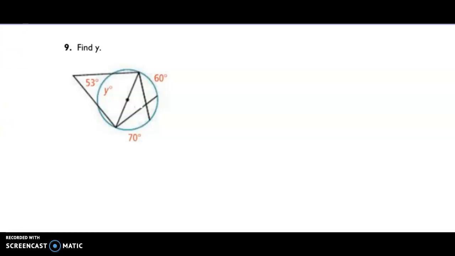Let's take a look at this one. They're maybe not trying to trick you, but it's actually a lot easier than it appears. So we actually don't need the 60 and the 70. This arc here, sorry for my terrible highlighting, is 180, because it's a semicircle. And then we have this intercepted arc. And 53 degrees is this angle right here.